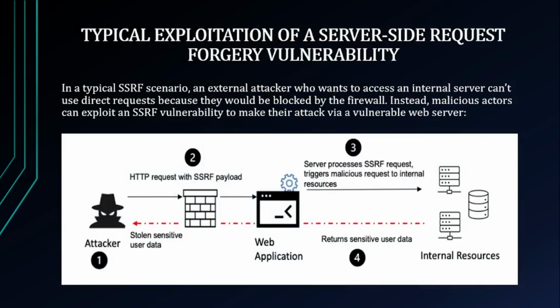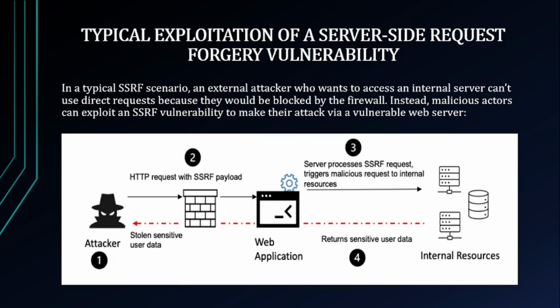Typical exploitation of a server-side request forgery vulnerability. In a typical SSRF scenario, an external attacker who wants to access an internal server can't use direct requests because they would be blocked by the firewall. Instead, malicious actors can exploit an SSRF vulnerability to make their attack via a vulnerable web server. The attacker sends a forged request to the web server that is vulnerable to SSRF and resides on the same internal network as the target server.